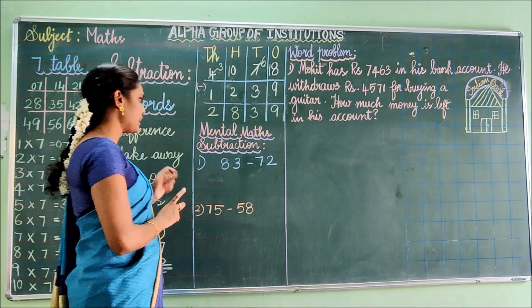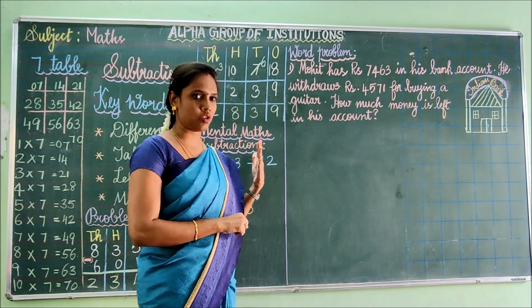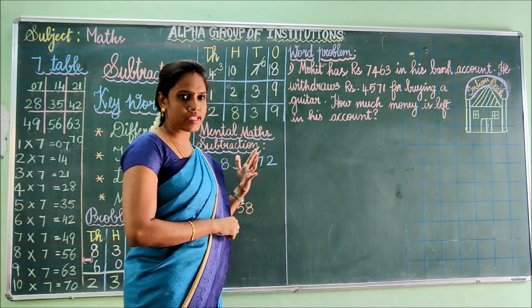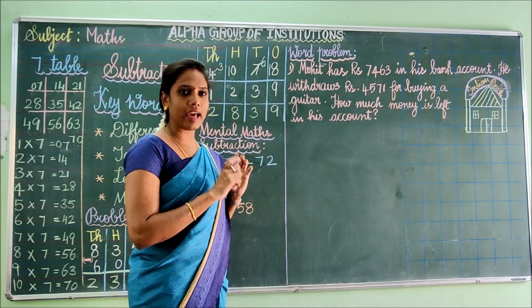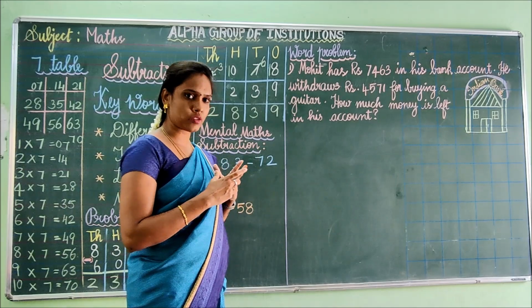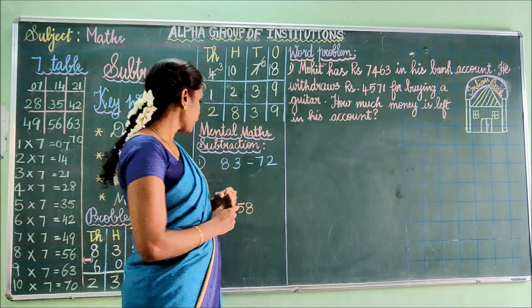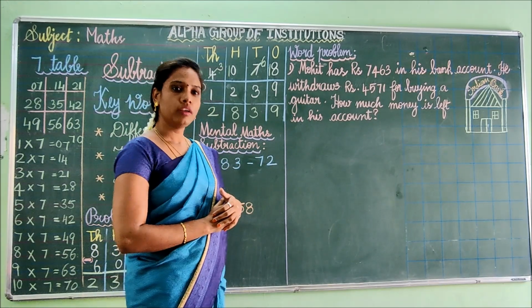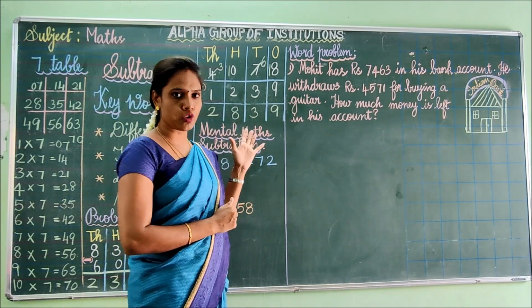Okay, fine children. Next we can move to mental maths. This is also called Vedic maths. Vedic maths is subtraction directly, like what you have learned in the addition, where you directly added the numbers. Like that you have in subtraction also. So directly we are going to do the subtraction here, without putting the columns and rows.